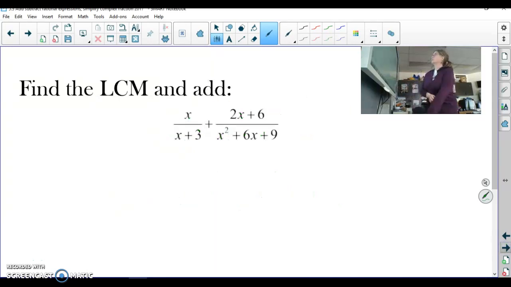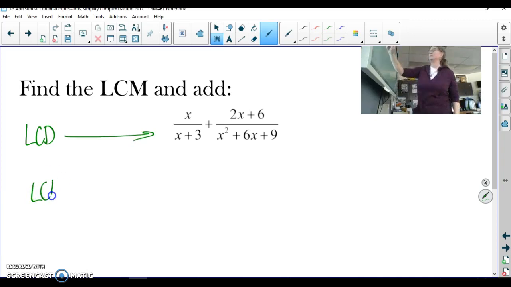Okay, so this time we're going to do an example where we find the least common multiple of the denominators, which is another way to say the least common denominator. And then we're going to add the expressions. So we need to find that common denominator in order to add the fractions. So on the left, we have x over x plus 3. On the right, that's completely factored, both the top and the bottom. In the second expression, I have 2x plus 6 over x squared plus 6x plus 9.